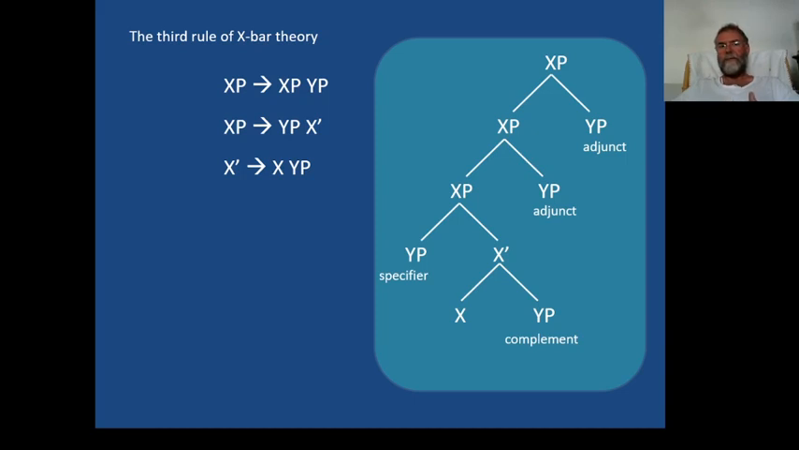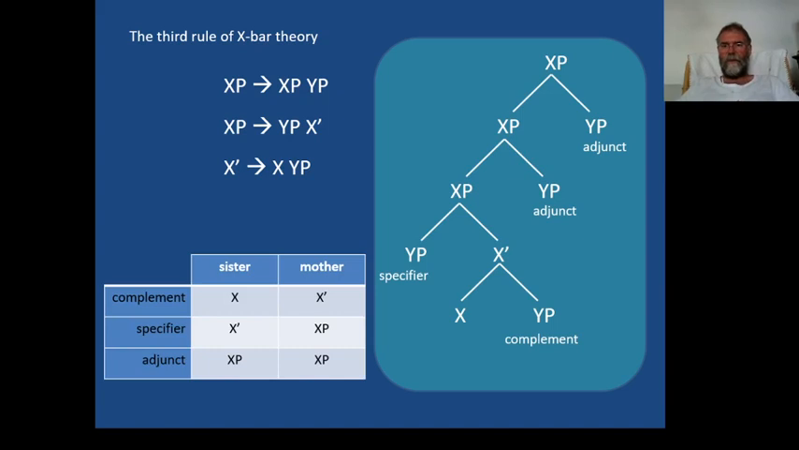The specifier rule says an XP contains a YP and an X bar, not an XP. So that's not recursive. The XP is not contained in the output of the rule. Similarly, the complement rule has an X bar containing an X, not an X bar. So that's not a recursive rule either. Therefore, there's only ever going to be one possible complement, one possible specifier, because once the rule is applied, that's it. It can't apply anymore. But a recursive rule can keep on applying, and therefore you're able to get any number of adjuncts.